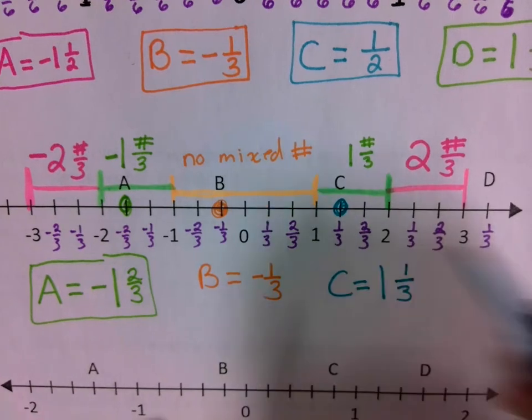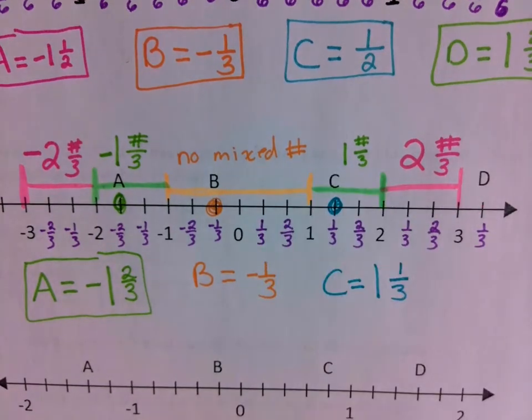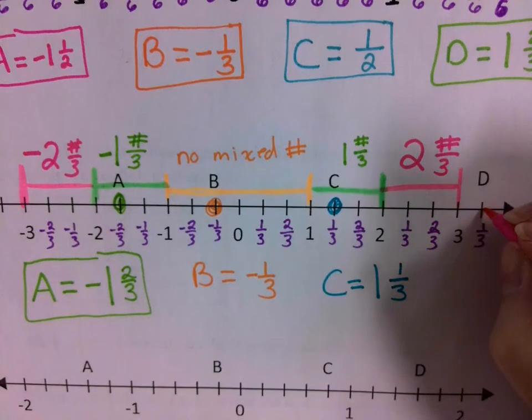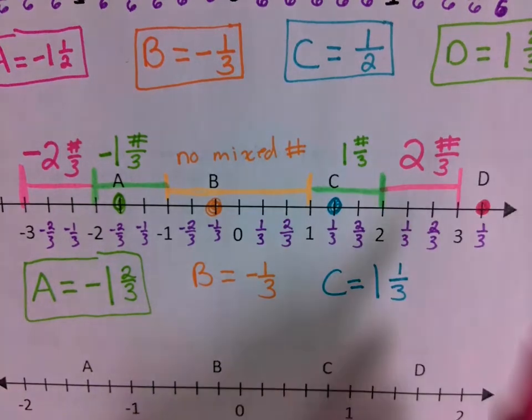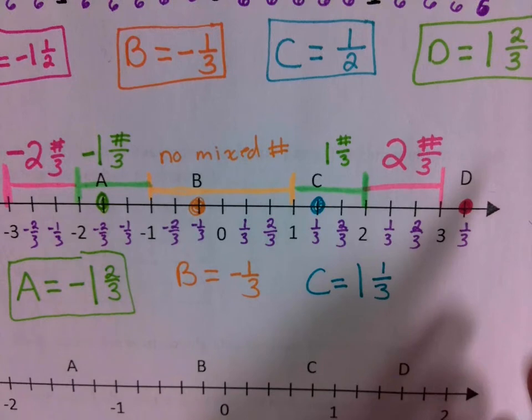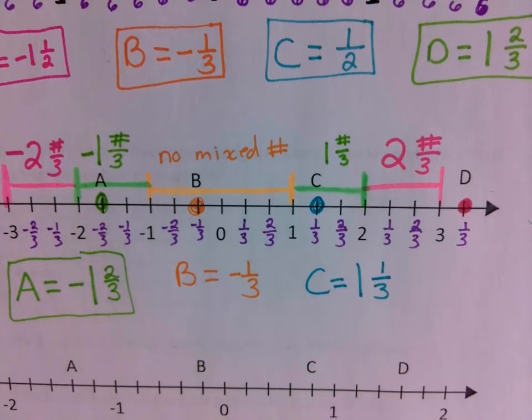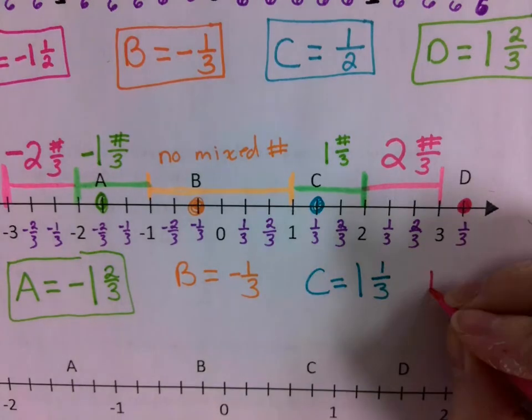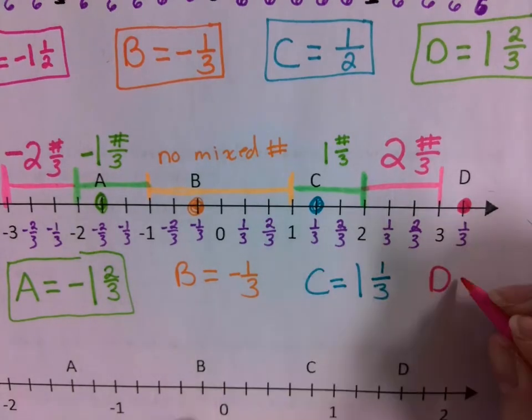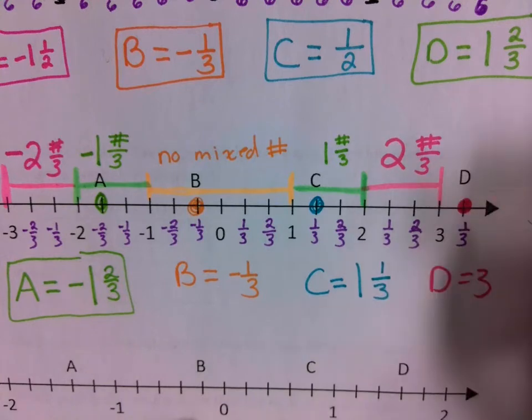And then problem D. Problem D, I didn't put down here what this is going to be, but it's past the 3 mark. So what is the whole number going to be if it's past the 3 mark? Daniel? 3. And it's at 3 and 1/3. So there's all of our fractions for here.